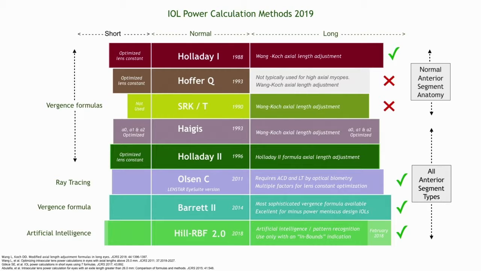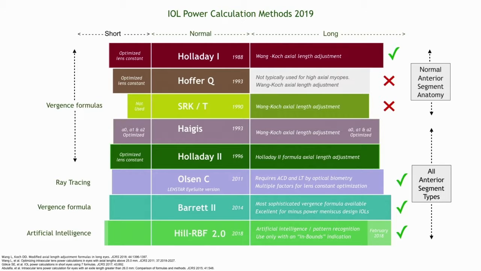These are the IOL power calculation methods in 2019. I think you recognize a lot of these, the Holladay, Hoffer Q. These are just kind of old, faithful. You can always turn to these, but you have to have normal anterior segment anatomy for these. My biggest piece of advice to you today is use an IOL calculation from this century, okay?